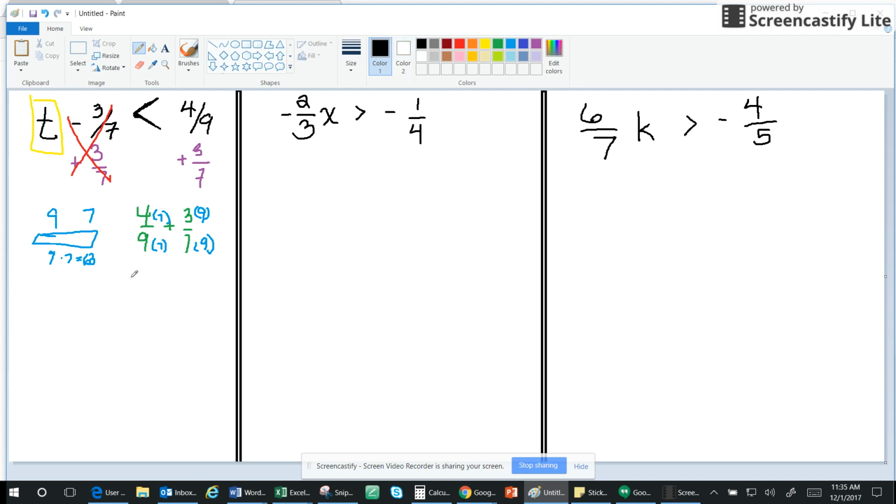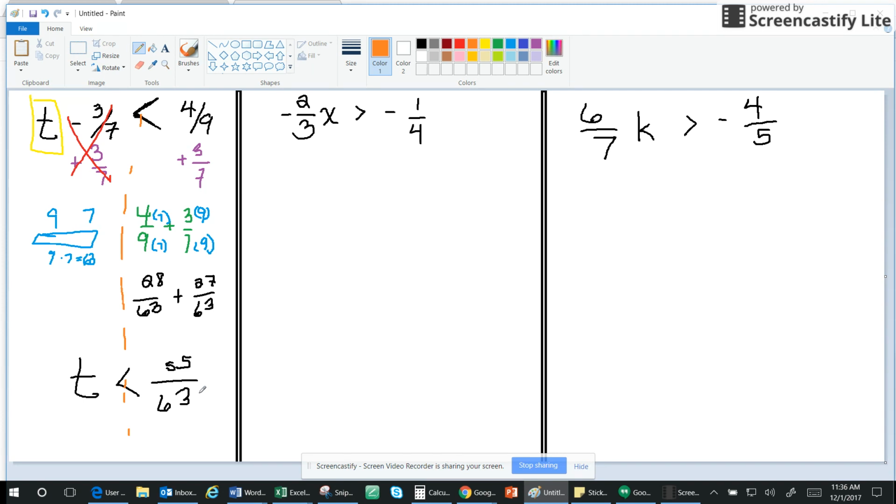That would generate 28 over 63 plus 27 over 63, which would be 28 plus 27, 55 over 63. So we wind up with t less than 55 over 63. Now, we did not need to flip this inequality because we never multiplied or divided by a negative number. Try the next one on your own.